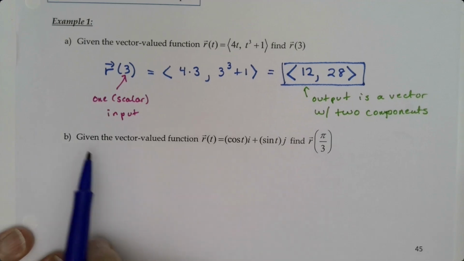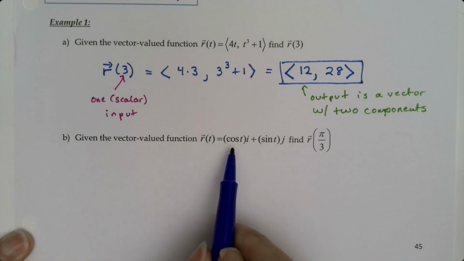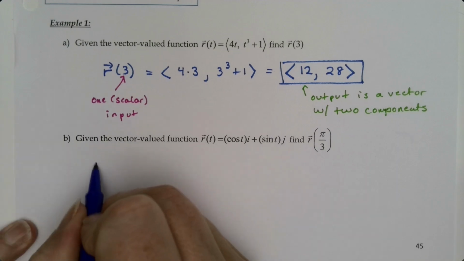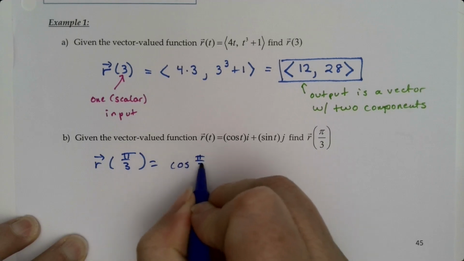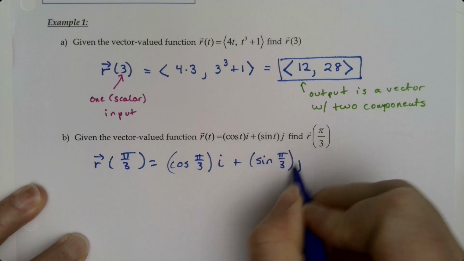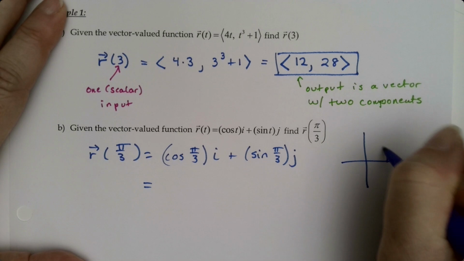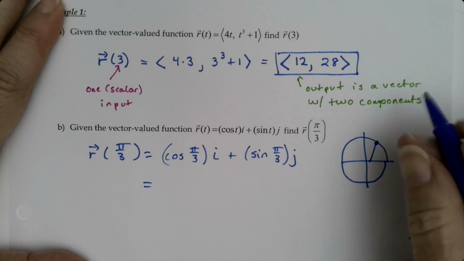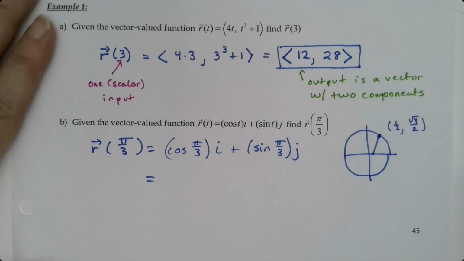All right, so let's practice that again. So we want to find r of pi over 3 given r of t is this vector valued function, which is cosine of t i plus sine of t j, which is also a vector. All right, so r of pi over 3 would be the cosine of pi over 3 i plus the sine of pi over 3 j. The cosine of pi over 3, draw a quick little unit circle here. Pi over 3 is up here. So its cosine is a half, and its sine is the square root of 3 over 2.